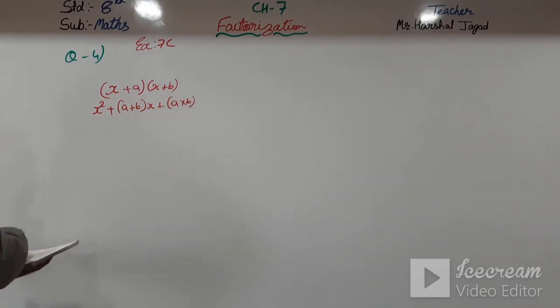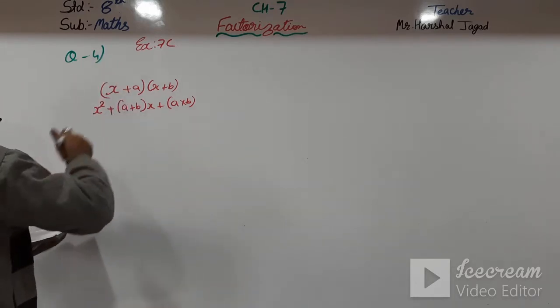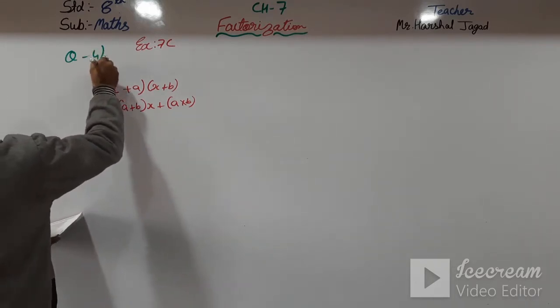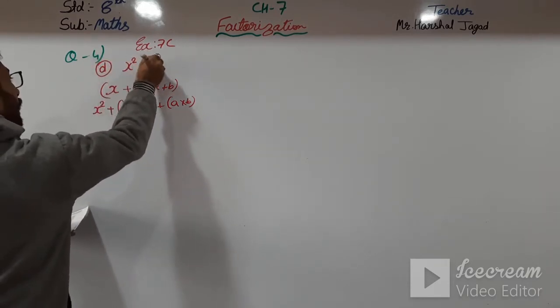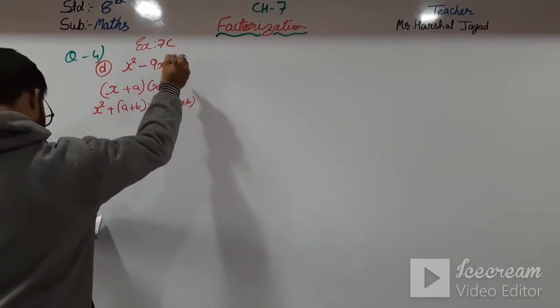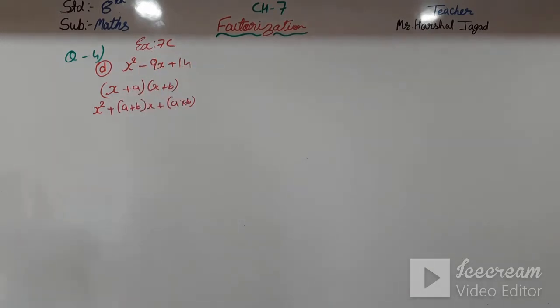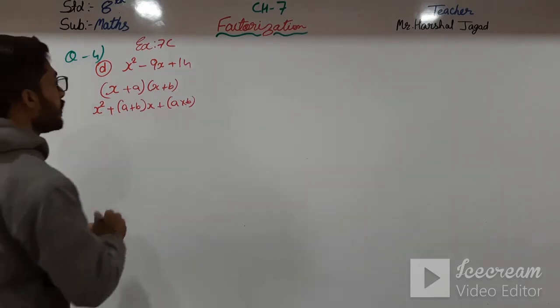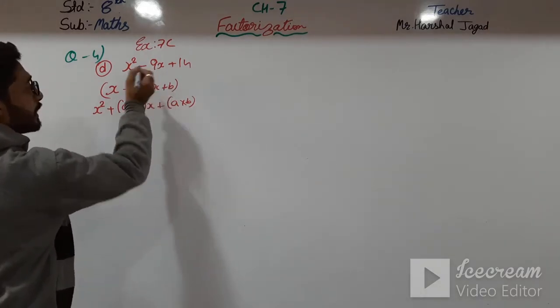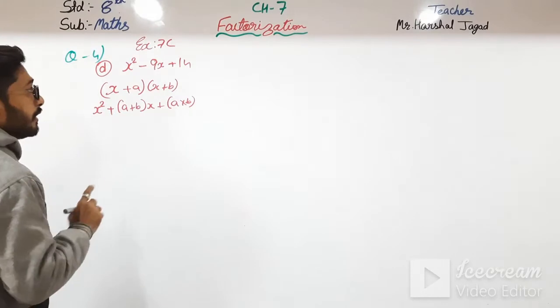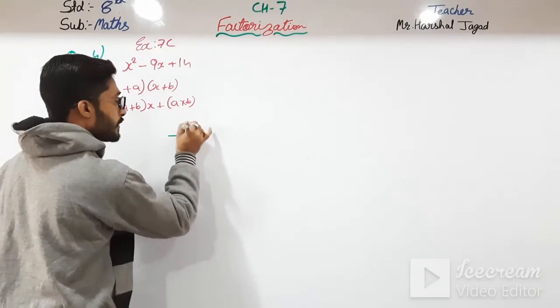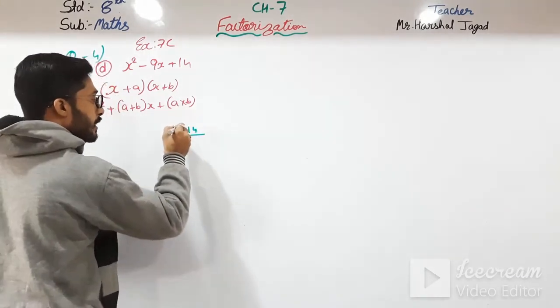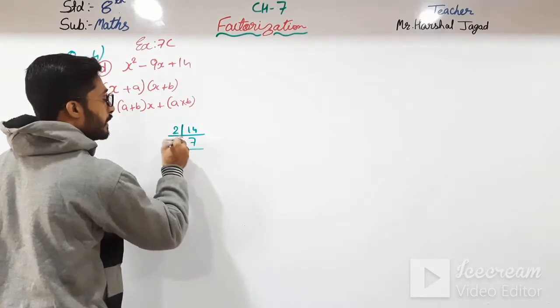So according to that, the first one we will do is d, that is x square minus 9x plus 14. Here we can see there is a sign of minus. First of all, we have to factorize 14, that is 2 sevens and 7 ones.